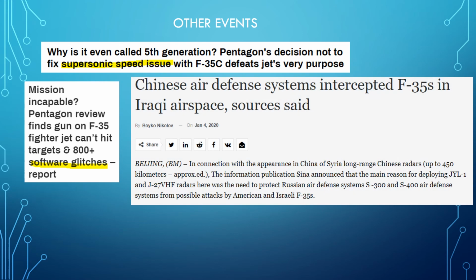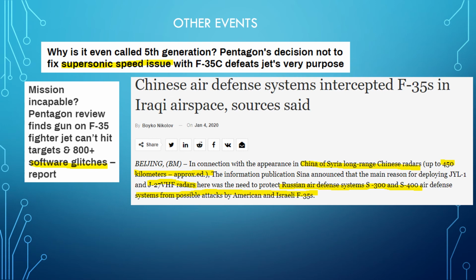And then we have these incidents. This is from Borglore Military, which claims that in Iraq, the F-35s were detected by the Chinese radars up to 450 kilometers. So they announced the deployment of very high frequency radars to protect the Russian air defense systems S-300 and S-400 from possible attacks by the American and Israeli F-35. So whether the F-22 or the F-35 are that stealthy, nobody knows, because the media is contradicting all the time.